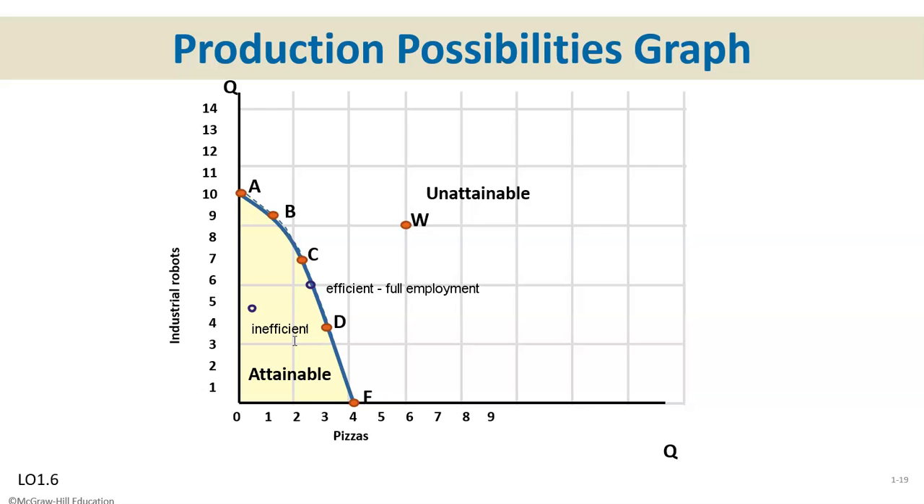And an inefficient point is also what unemployment looks like. Unemployment means that some of our resources are not being used. So we have some workers that aren't working, we have some capital, maybe there's a factory that's not being used. So remember, inefficient goes with unemployment, and efficient means that we have full employment and we're using all of our resources to the best of our ability.